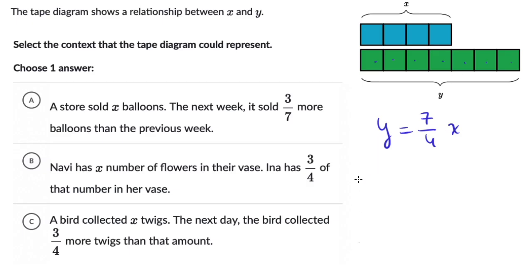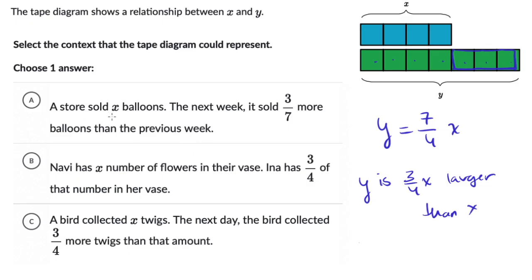Another way to think about it is, let me write it in words. Y is, so the amount that y is larger than x, it is 3 units larger than x, and that is 3/4 of the length of x. It is 3/4 x larger than x. So now let's see which of these makes sense.